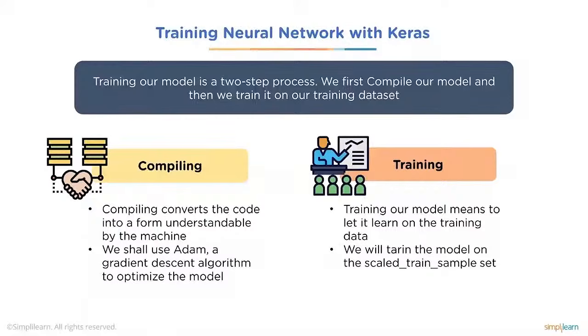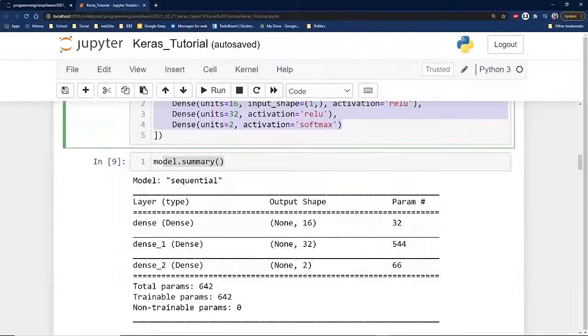So we're going to go ahead and go with something a little bit more complicated. Training our model is a 2-step process. We first compile our model, and then we train it on our training data set. Compiling converts the code into a form understandable by machine. We used Adam in the last example, a gradient descent algorithm, to optimize the model, and then we trained our model, which means we let it learn on training data. I actually had that a little backwards there, but this is what we just did. If you remember from our code we just had, oops, let me go back here.